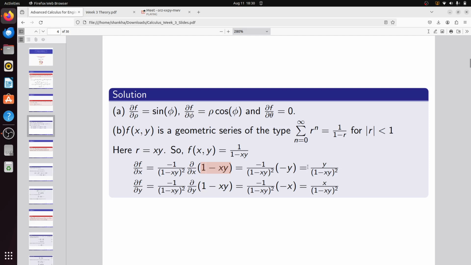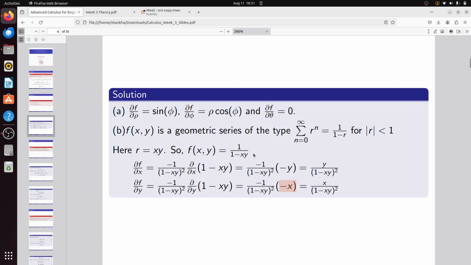Is it clear? Now similarly, we will determine the next one also. So del f del y equals minus 1 by (1 minus xy) whole square. You think of that to be 1 by y only, so that will be minus 1 by y square. And then you need to take del del y of 1 minus xy. If you take the derivative with respect to y, you have only minus x. So minus 1 by (1 minus xy) whole square into minus x. Minus 1 into minus x will be x by (1 minus xy) whole square.